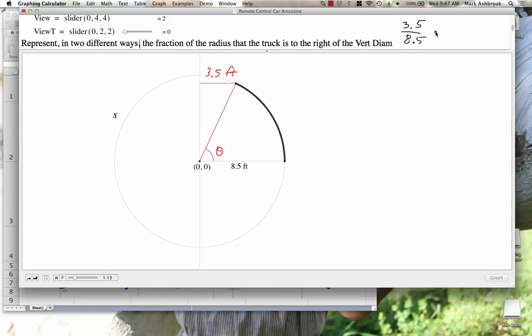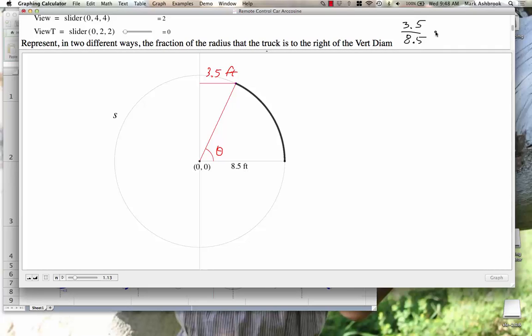Okay, you think he's got another one? Sine inverse of 3.5 over 8.5? Sine inverse of that. What do we think? What else would give the fraction of the radius length to the right of the vertical diameter? So that's not right. What else would give it?